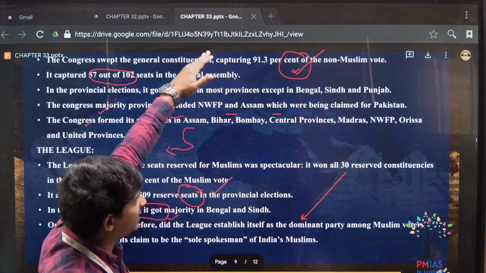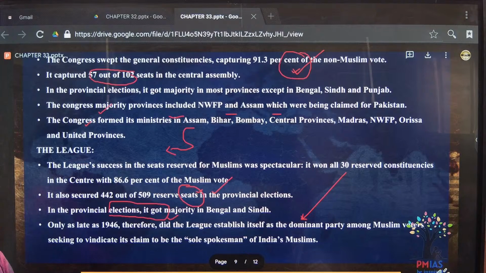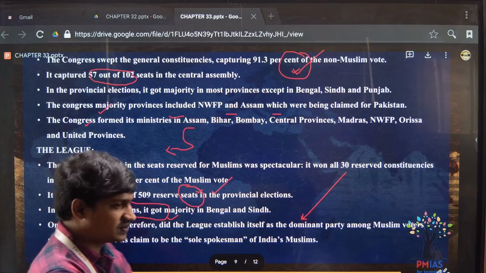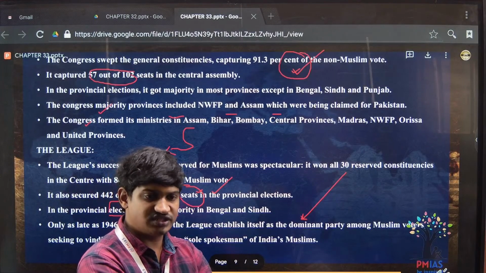91.3% of the seats were captured by the Indian National Congress, without Muslims. So without the Muslim vote and Muslim League support, the Congress stood alone, and they secured 91% of the votes. In total seats, they got 57 of 102 seats in the central assembly. In the provinces they got most, except Bengal, Sindh and Punjab. For the Indian National Congress, Bengal, Sindh and Punjab remained a problem till the end because of regional issues.